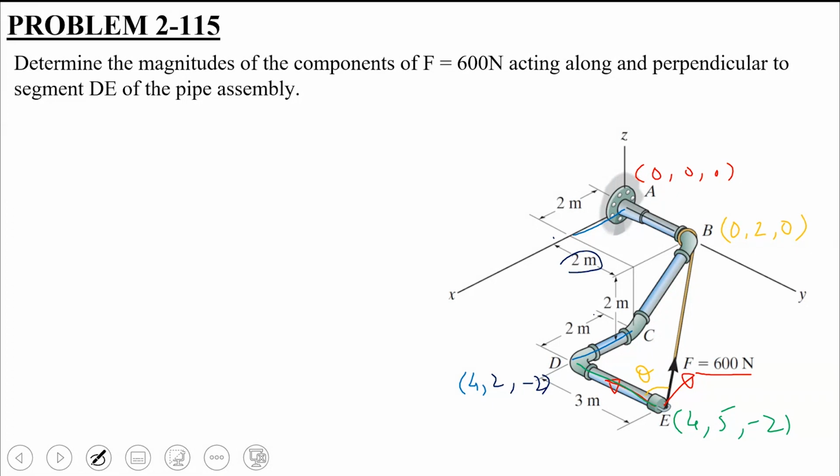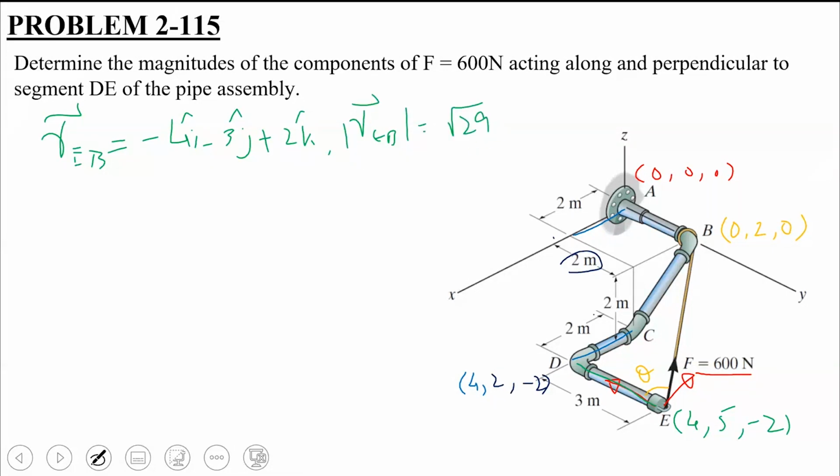Yes, sir. Okay. The next step is we need to write the position vector which is REB. This position vector is going to be directed from point E towards point B, so it would be -4i -3j plus 2k. Is that right? Yes, sir. So the magnitude of this REB comes out to be √29.